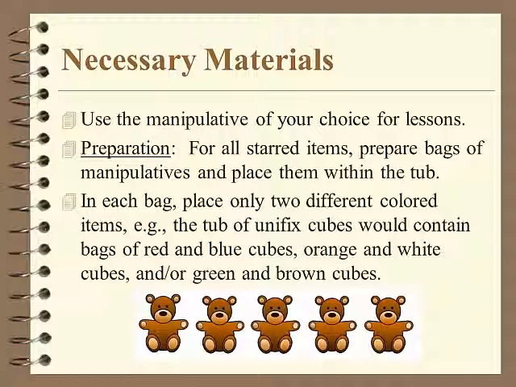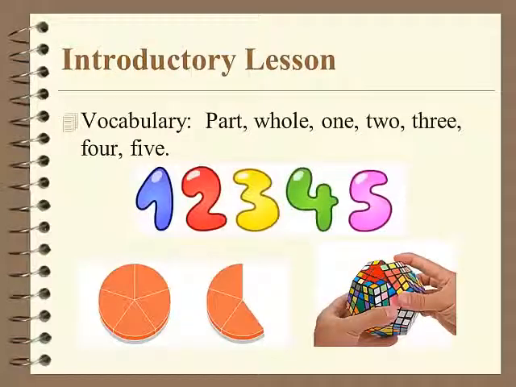For all your manipulatives, prepare bags placing only 2 different colored items. The bag will contain 5 items of 1 color and 5 of a different color. For example, 5 red cubes and 5 blue cubes. Vocabulary: part, whole, 1, 2, 3, 4, 5.